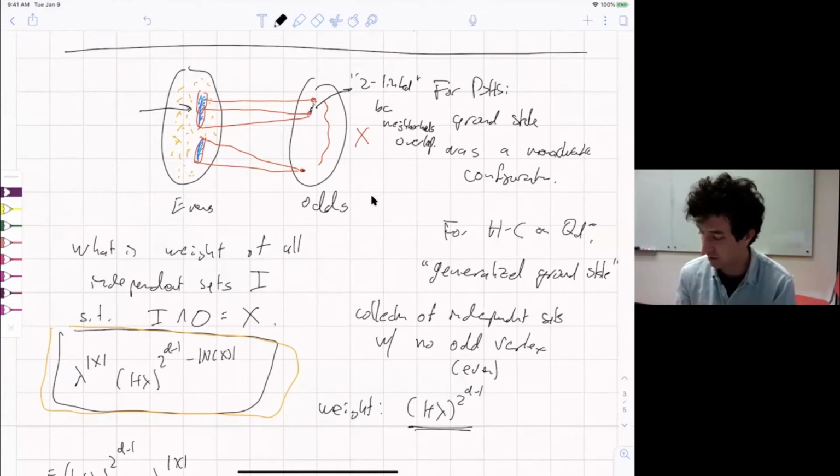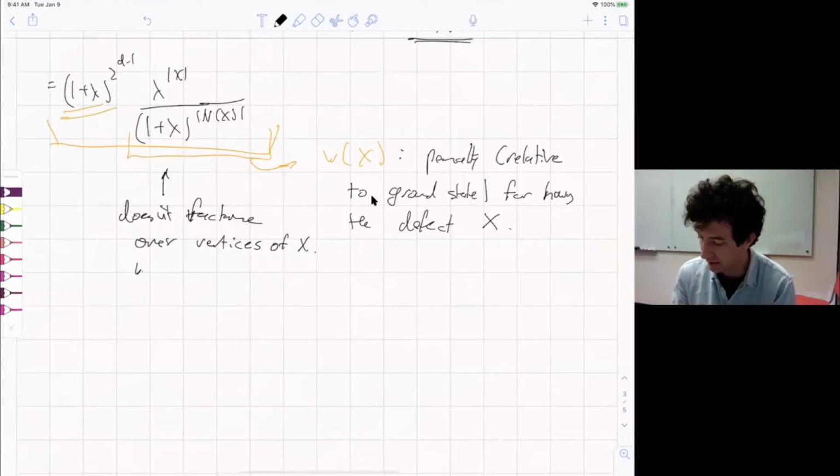Okay, it doesn't factorize over vertices of X, but it does factorize over 2-linked components of X.